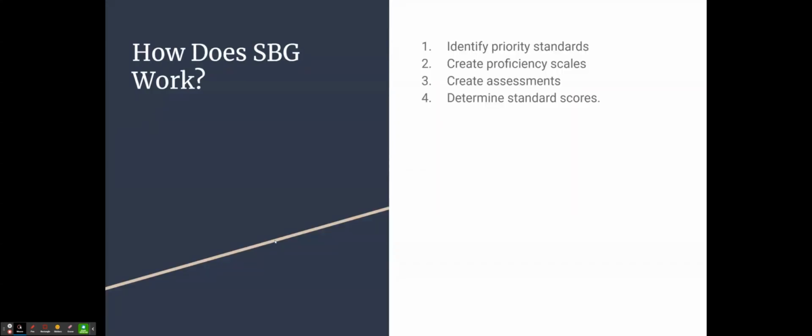So how does standards-based grading work? There are four main components in standards-based grading that you need to be familiar with to have a deep grasp of this. The first is identifying priority standards. Then we need to talk about proficiency scales. We're going to talk a little bit about assessments, and then we'll pull it all together and talk about how we determine what a score is.